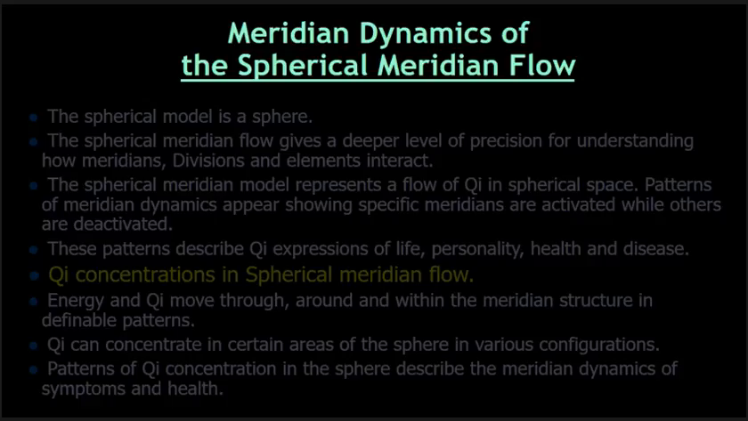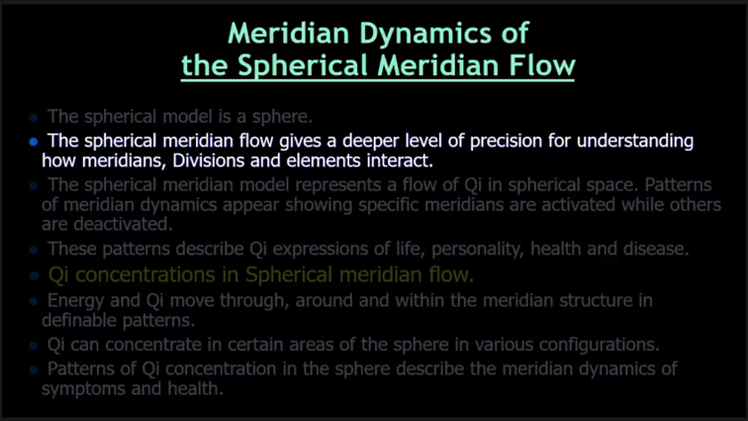Okay, the meridian dynamics of the spherical meridian flow. First of all, realize the spherical model for the meridians is a sphere. So you're not going to be thinking in a two-dimensional space, like in five-element theory, where you're looking at the five elements relating on a piece of paper. Now you're going to be thinking about how the meridians interact in a spherical space. That's the key here about the spherical meridian flow. It sets up a different type of relationship that's circular and spherical.